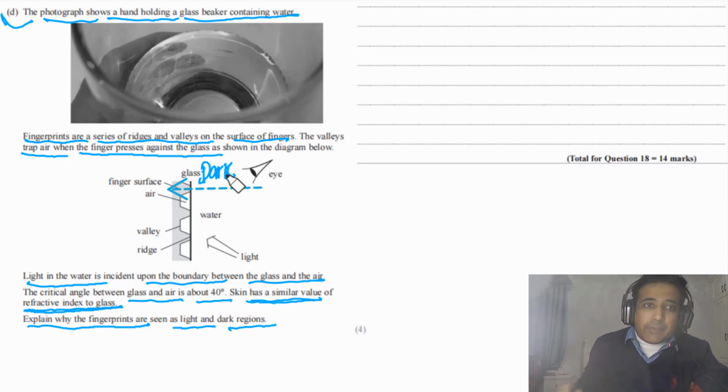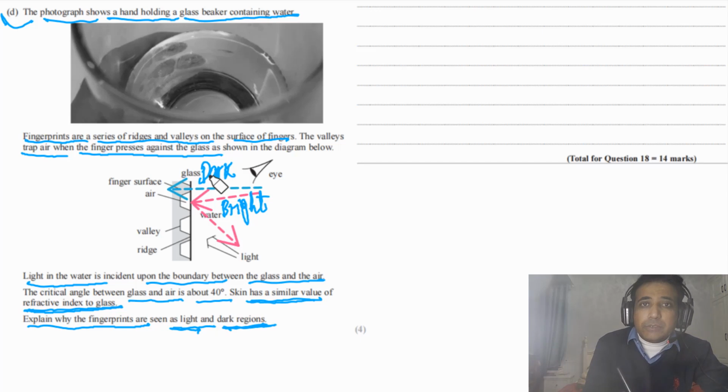And where is the air actually? Air, so light will be reflected. So here will be reflection. So we can draw an arrow here. In this case, light will come here and some of the light will be reflected. There will be reflection. So these areas will appear bright. So we will say these areas will appear brighter. So we will see light and dark regions.